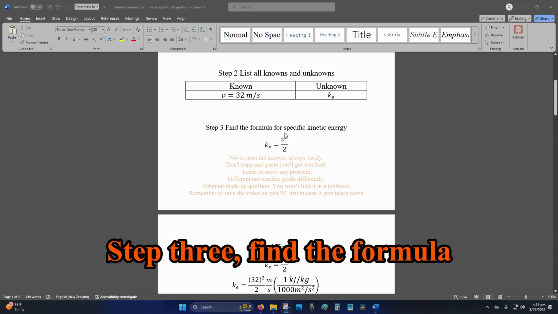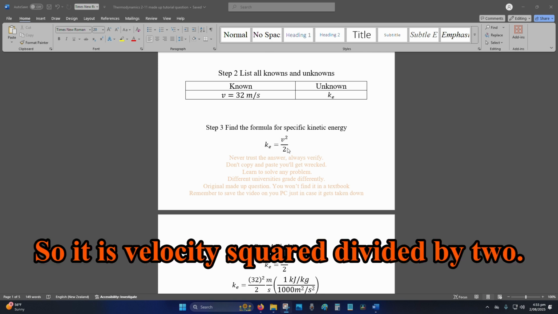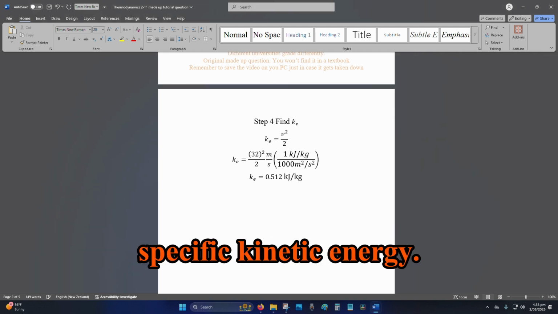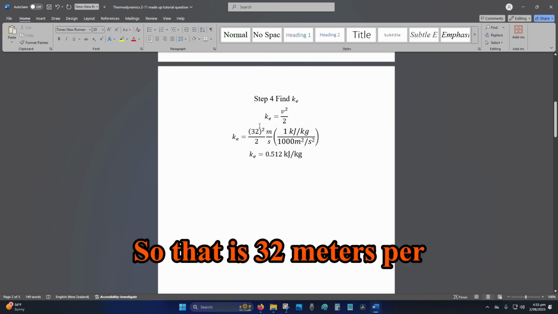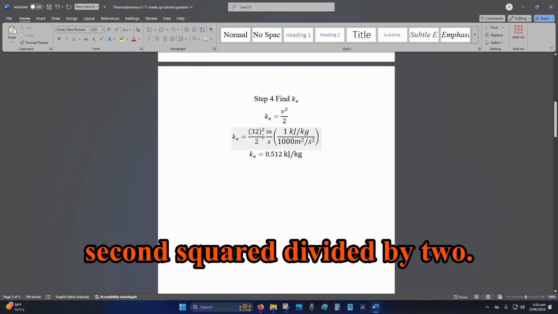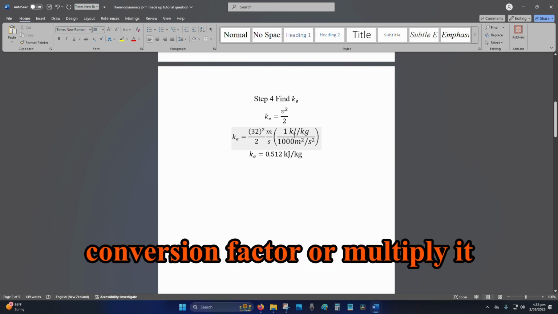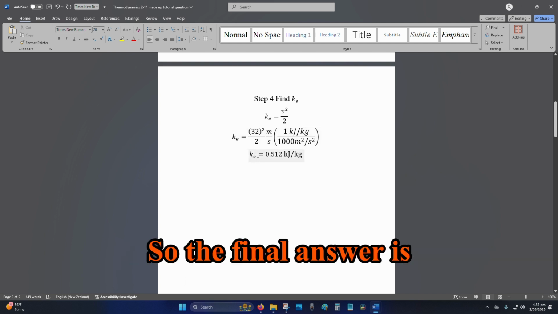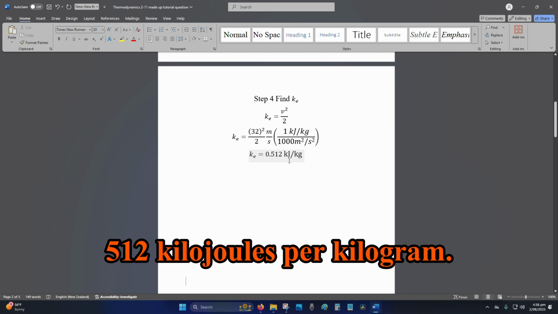Step 3, find the formula for specific kinetic energy. So it is velocity squared divided by 2. Step 4, find the specific kinetic energy. So that is 32 meters per second squared divided by 2. Then divide by the conversion factor or multiply it depending how you see it. So the final answer is 0.512 kilojoules per kilogram.